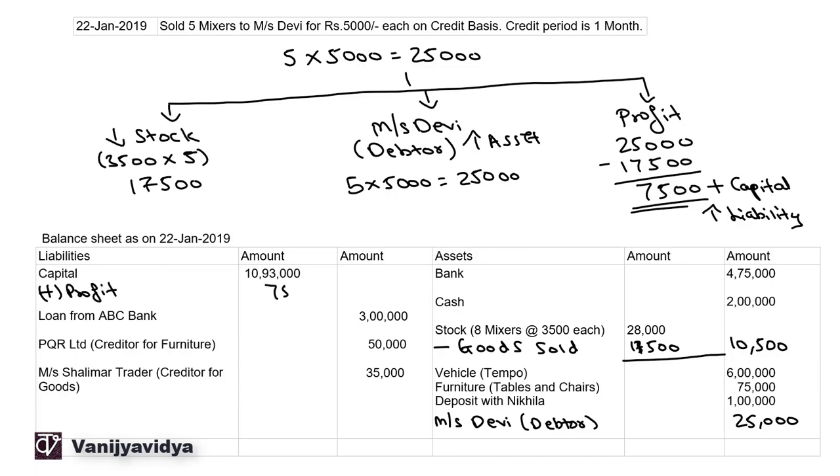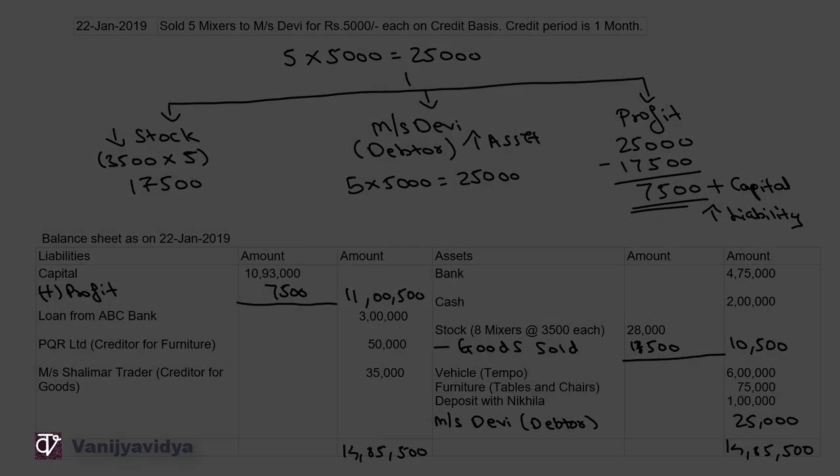This 7,500. So total is 11,500,000. Total of the liability side is 14,85,500 and total of asset side 14,85,500. So this was an example on how to prepare an accounting equation, and from this example we understand that each and every financial transaction will change your accounting equation or will change your balance sheet.